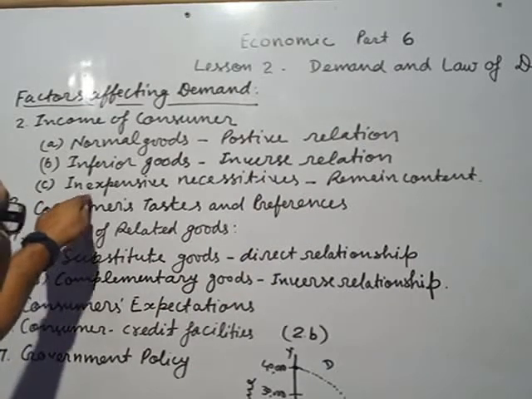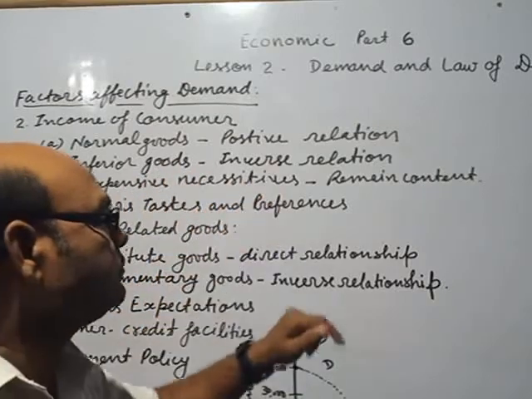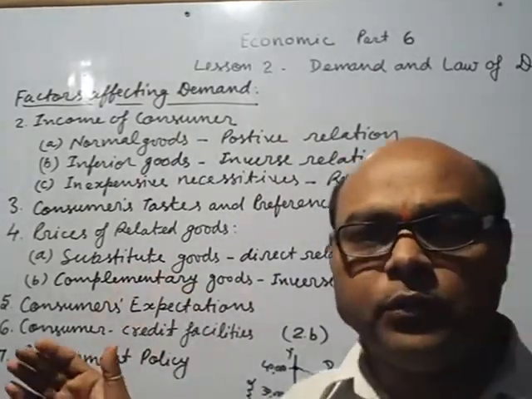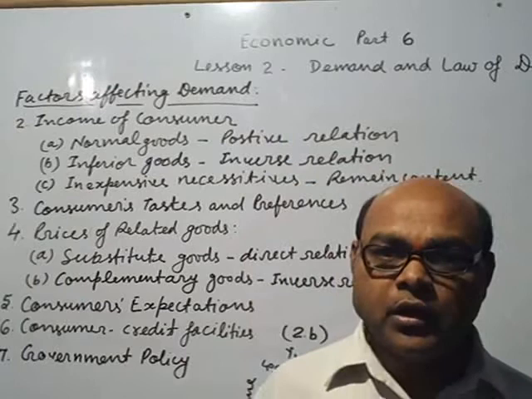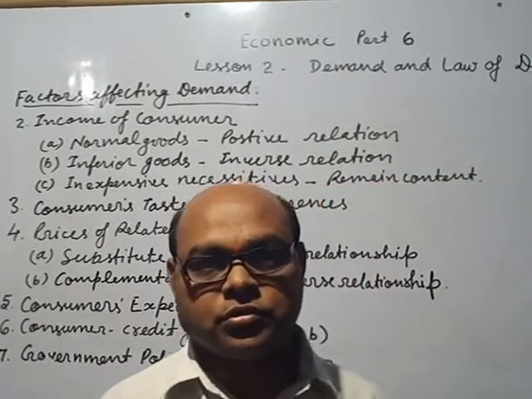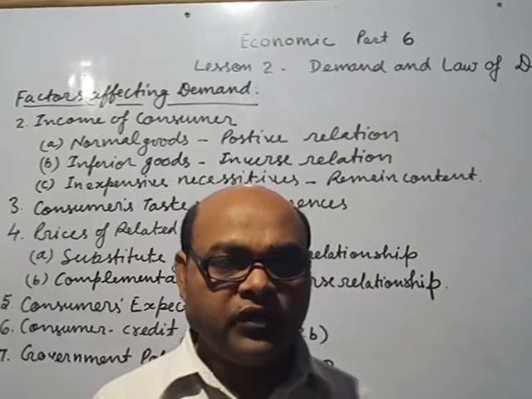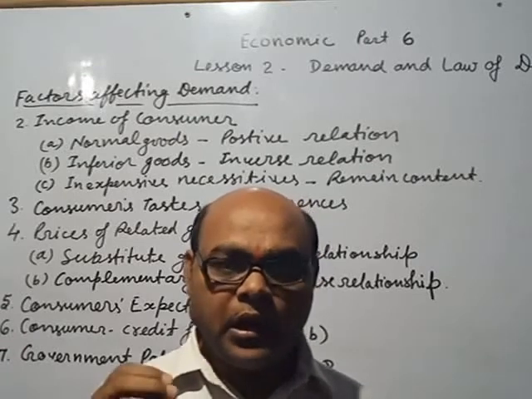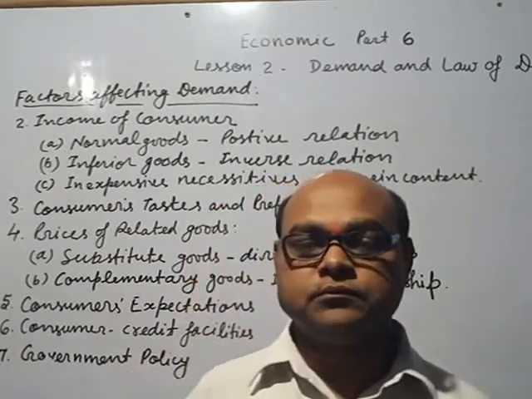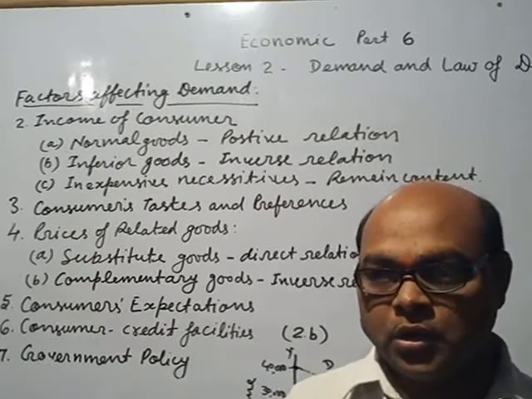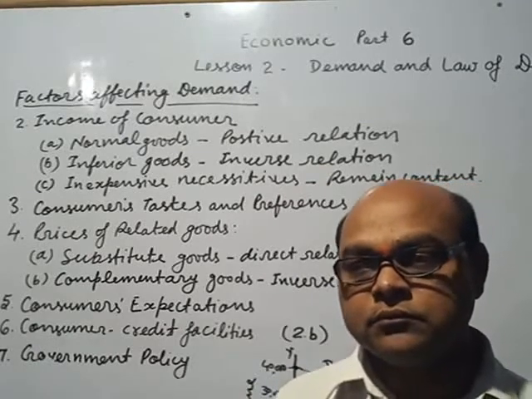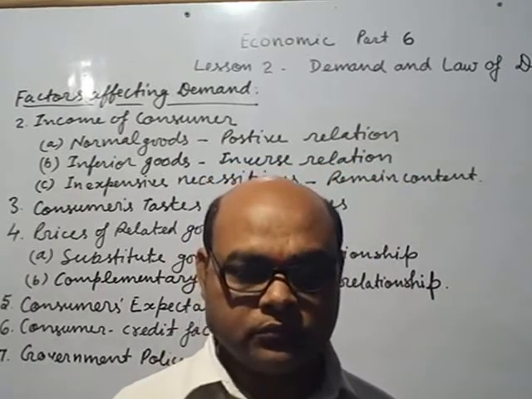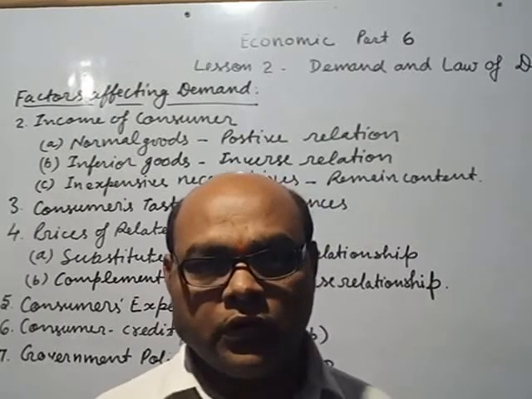Next one is inexpensive necessities. Inexpensive necessities are those goods which are a very small part of the consumer's income. For example, matchbox, salt, chili powder.